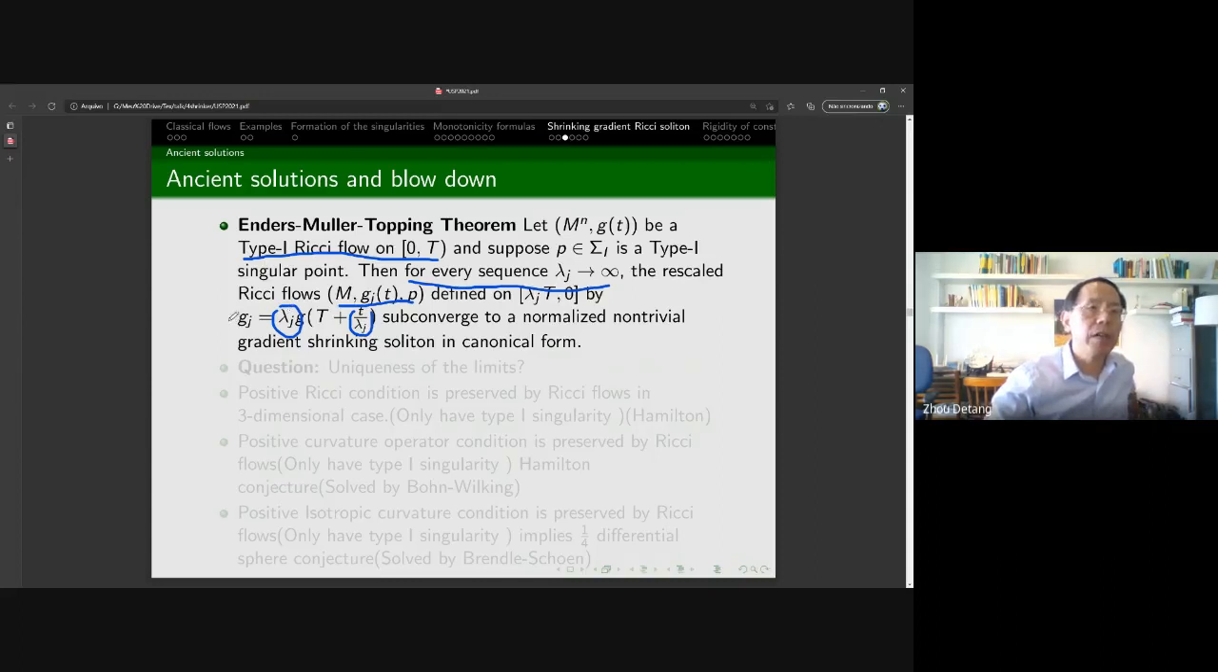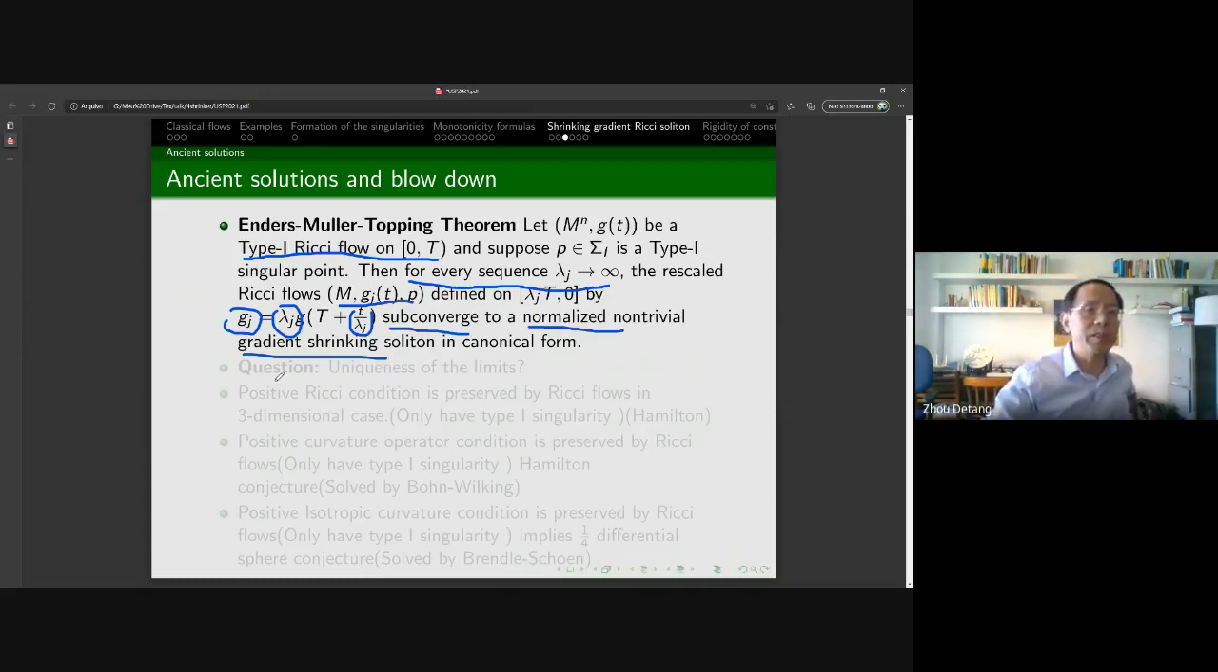So you have a metric which depends on t. So this is a new flow. This G_j is also a Ricci flow. Then this Ricci flow subconverges to a normalized, non-trivial gradient shrinking Ricci soliton. That means almost every type 1 singularity for Ricci flow will produce a gradient shrinking soliton.